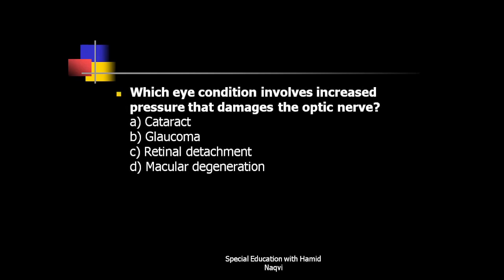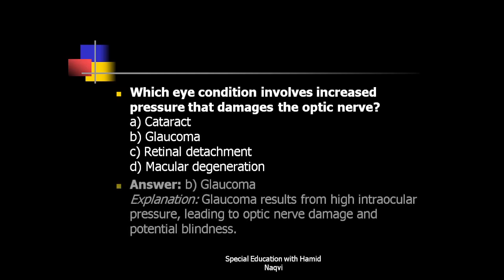Which eye condition involves increased pressure that damages the optic nerve? Cataract, glaucoma, retinal detachment, or macular degeneration? The answer is glaucoma. Glaucoma results from high intraocular pressure leading to optic nerve damage and potential blindness.